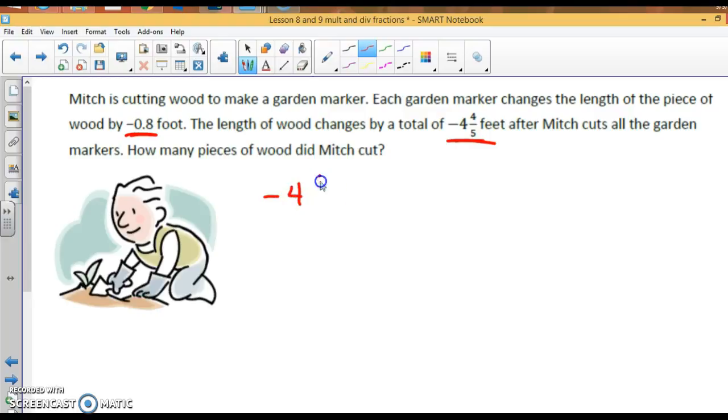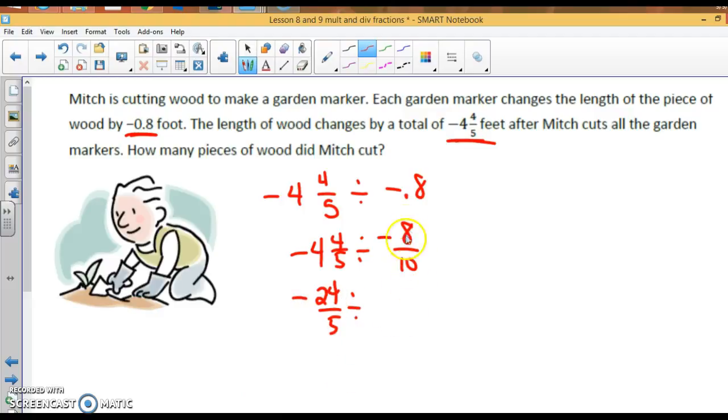So we'll do -4 4/5 divided by -8/10. Now, this problem is interesting because I've got fractions here and decimals here. You've got to make them the same. So I'm going to change them both to fractions. So -4 4/5 divided by negative, isn't this 8/10? So 8/10. All right. Now, it is division, so I need to change my mixed number to improper. 5 times 4 is 20, plus 4 is 24/5, and that's going to be negative. Divided by, to make life easier, I'm going to reduce this to -4/5.